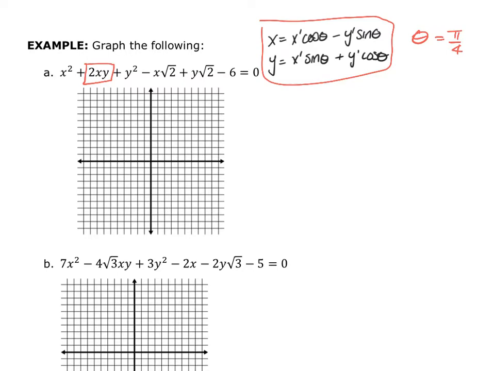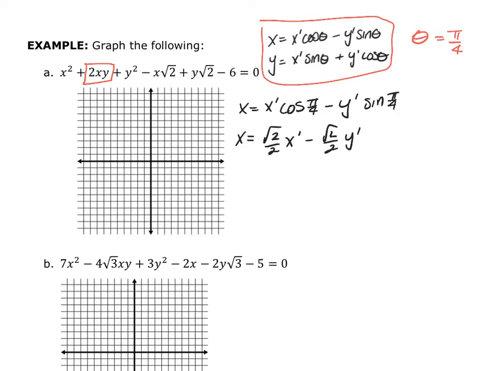My x then is going to be equal to, using those equations, x prime, the cosine of pi over 4, minus y prime, the sine of pi over 4. So the sine and cosine of pi over 4 is nice because it's the same thing. It's the square root of 2 over 2. So x is equal to the square root of 2 over 2 x prime minus the square root of 2 over 2 y prime.